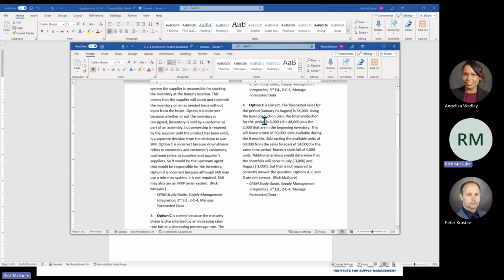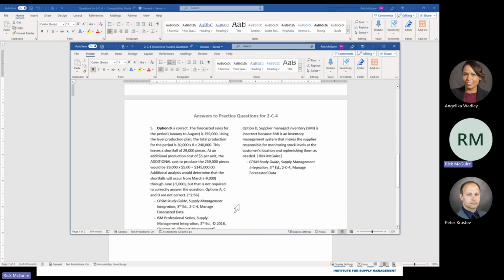These are the math problems. Forecasted sales for the period is 54,000. Using level production, the total for the period is 6,000 times 8 or 48,000, plus the 2,000 in the beginning inventory, which was a little wrinkle they threw in there. This will leave a total of 50,000 units available during the 8 months. Subtracting the available units from the sales forecast is 4,000. So the 54 minus 48 plus the 2 gives you 4,000.